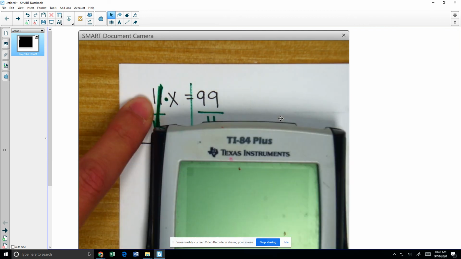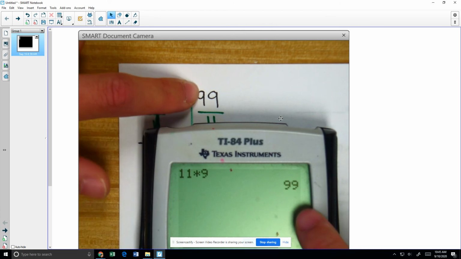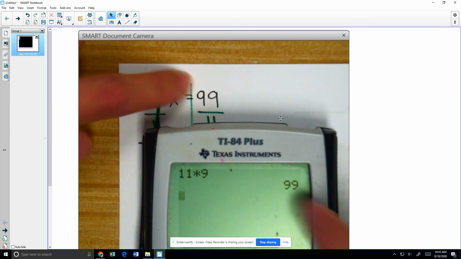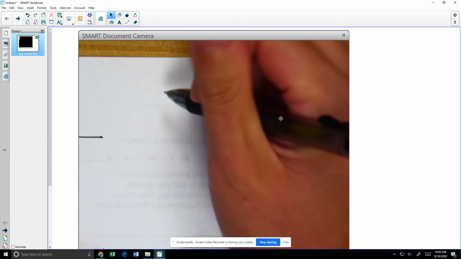And remember, I can always double check my answer. I have 11 times x. 11 times x. What did we say x was? 9. Does that equal 99? Yes, it does. Okay. So let's try another one.